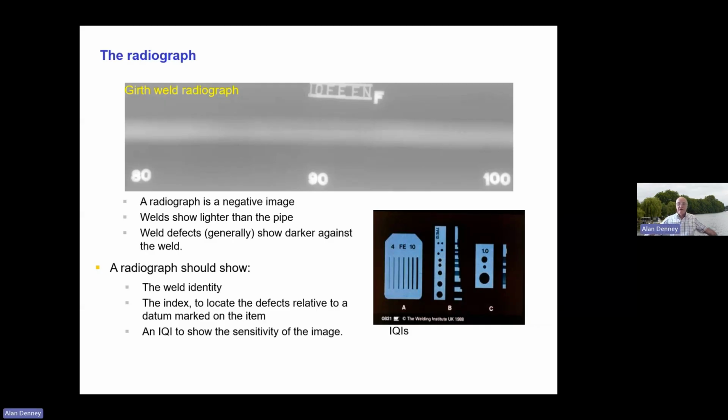So it's all relative to a datum which is marked on the item. And then there's that thing that says 10 FEEN, which is what's called an IQI, an image quality indicator. In this case, you can't really see it on the image above, but it's a series of wires. You can see what a wire image quality indicator is on the image at the bottom on the left-hand side. You use those to interpret the sensitivity: you count which wire you can see, you know the diameter of those wires, and you express it as a percentage sensitivity of the weld thickness.